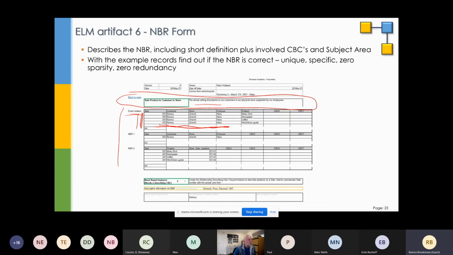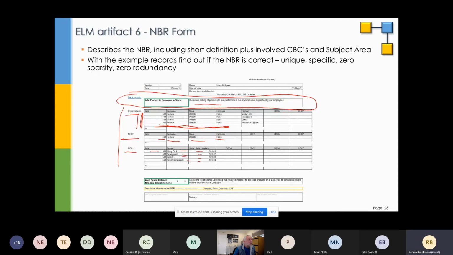And in data vault modeling, ensemble modeling, we don't want to have redundant information in our relationship. So we're going to split them out into header information. I have sale 501, Remco, Utrecht, Hans. Cool. And on the detail of sale 501, it was Moby Dick, newspaper, coffee, and Hitchhiker's Guide. I want to describe my line items, so I get that information as well.